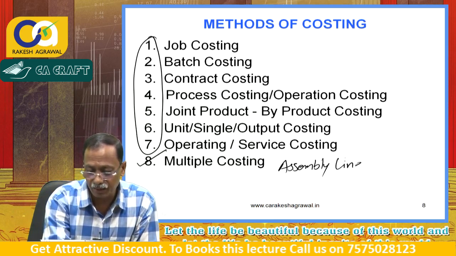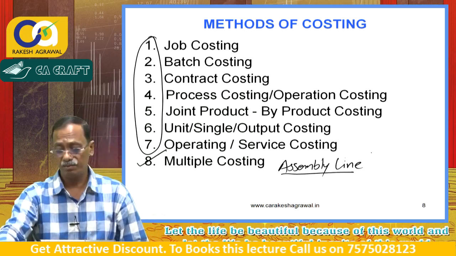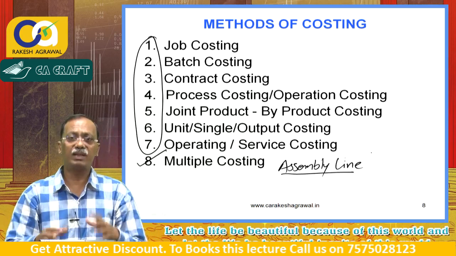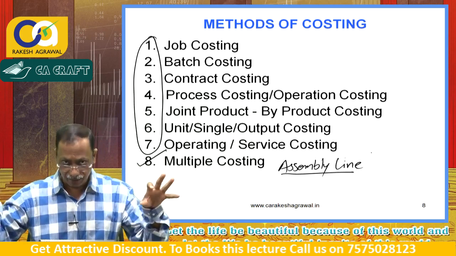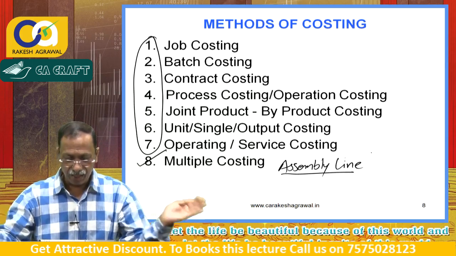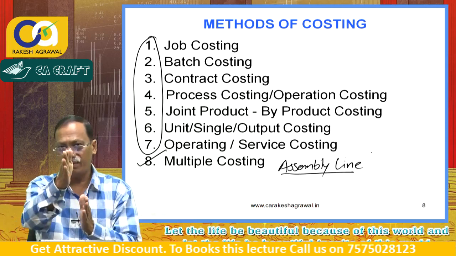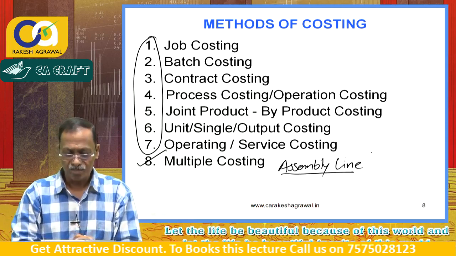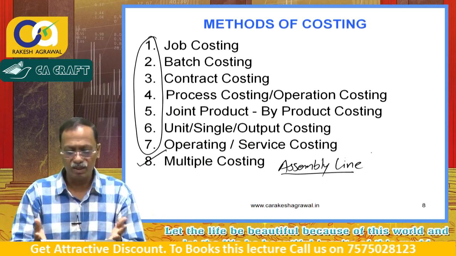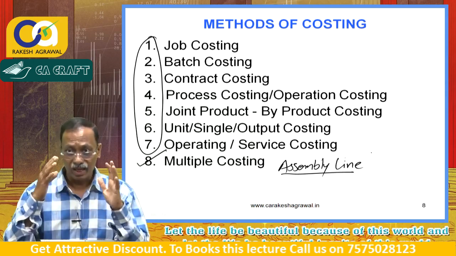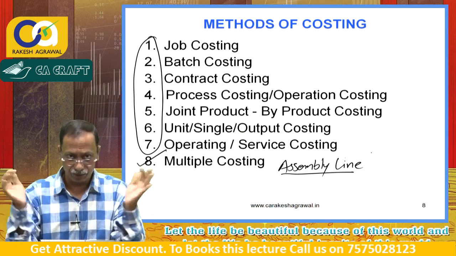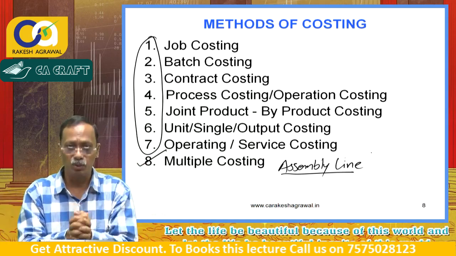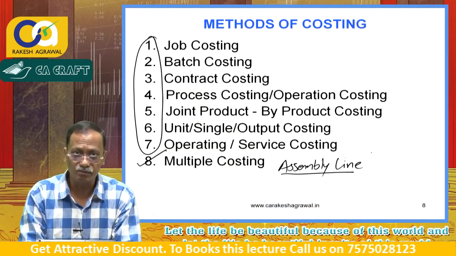Assembly line industry. Now you will say, what is assembly line industry? Assembly line industry is any such industry where components and parts are first manufactured and then they are assembled together to manufacture a finished product. I repeat, an assembly line industry is one where components and parts are first produced and then they are joined or assembled together to manufacture a finished product, and multiple costing is used.